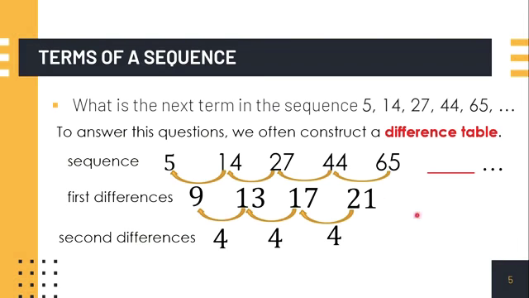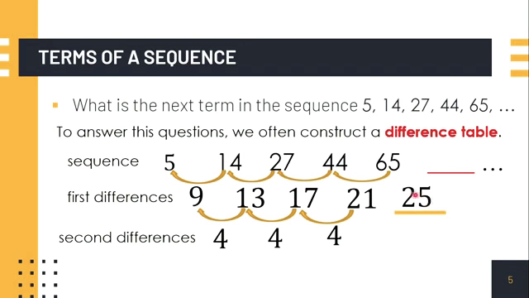This means that the next term here, if you subtract it from 21, the difference also is 4. So, therefore, what we will do is add 4 here. So, 21 plus 4. The next term in the first differences row is 25. And then, we add upward.